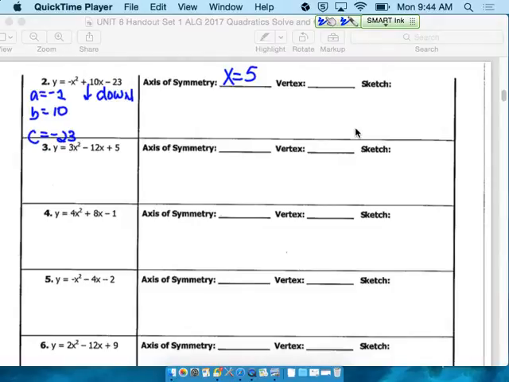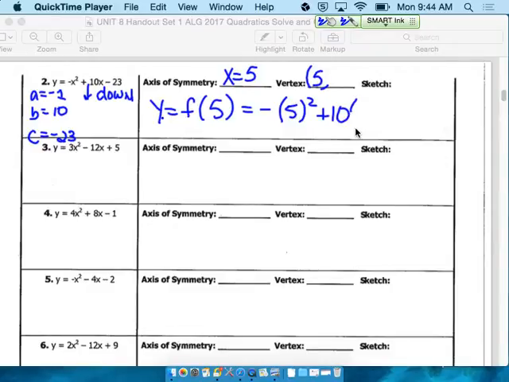And now for my vertex, which is the ordered pair x, y, the x-coordinate of the vertex is 5. To find the y-coordinate, I'm going to go ahead and use the function notation. So this is simply telling me to go back to my original quadratic. Everywhere I see an x, I let it take on the value of 5. So I'm now going to have the negative sign in front. I square the 5 for 25, plus 50 minus 23, and that leaves me with 2. So the y-coordinate of the vertex is 2.